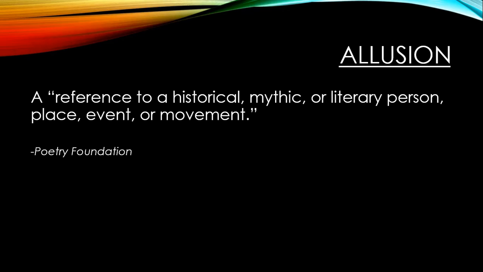Our final term for this video is allusion. Allusion is a reference to a historical, mythic, or literary person, place, event, or movement. Allusions can be tricky to spot because typically the reference does not come with an explanation. Sometimes the reference is even inferred rather than directly stated. The easiest allusions to find are often when a historical figure's name is directly given in the poem.